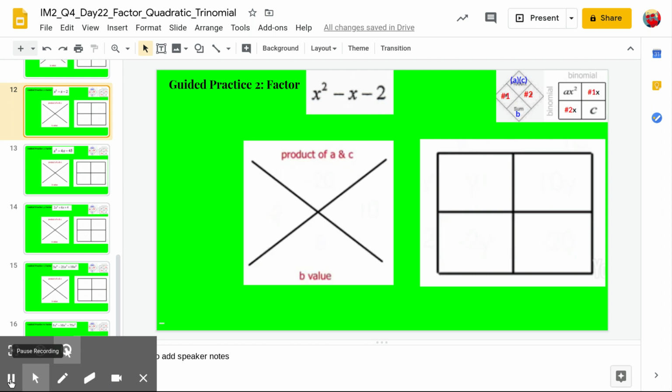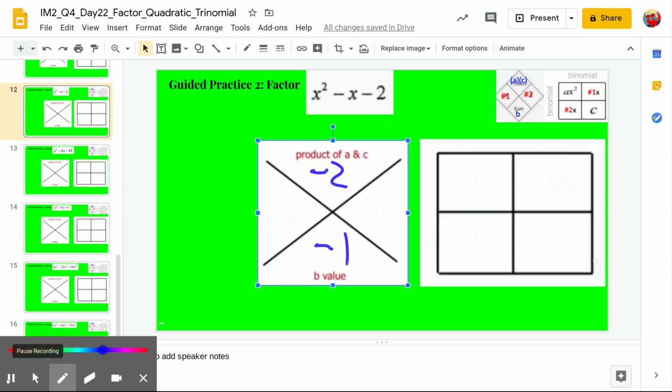All right, we're going to factor x squared minus x minus 2. Tell me what is AC and what is B? AC should have been 1 times negative 2 is negative 2. And then B, did you put negative 1? If you put positive 1, you made a mistake. It's negative 1. Now tell me what are the two numbers that multiply to negative 2, add to negative 1? Should have got negative 2 and 1. Negative 2 times 1 is negative 2. Negative 2 plus 1 is negative 1.